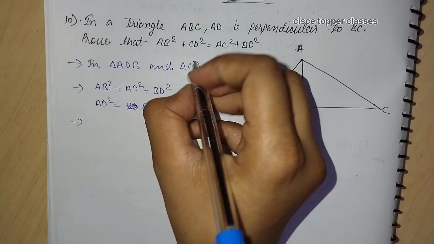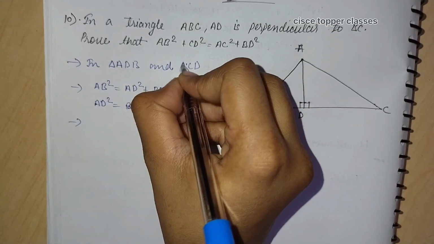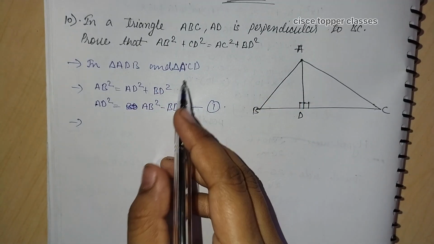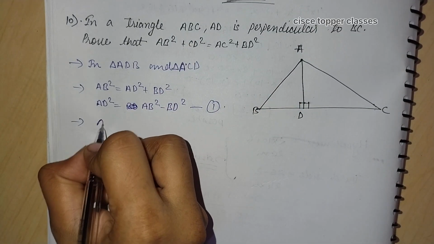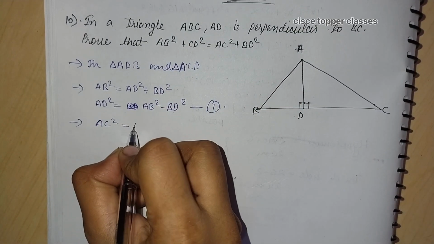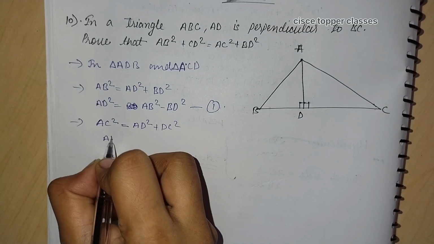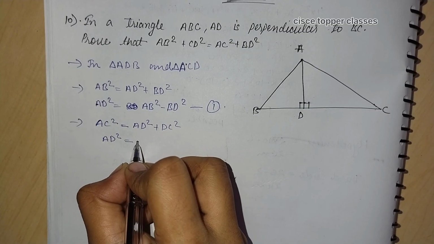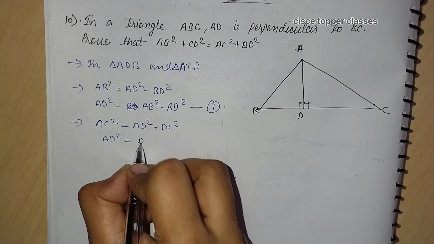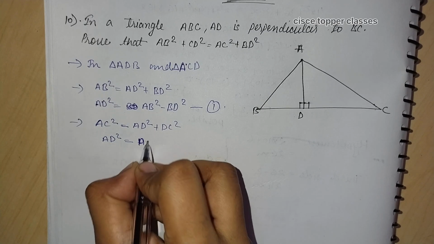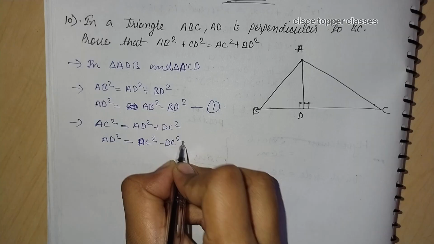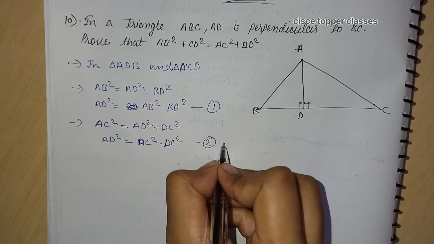Now in triangle ACD, we can write the Pythagoras theorem also as AC square is equal to AD square plus DC square. Again we can find the value of AD square as AC square minus DC square. Put it as the second equation.